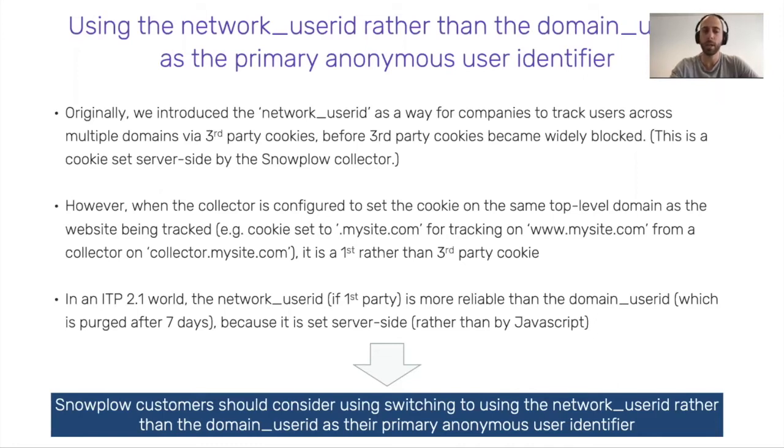So that cookie in an ITP 2.1 world is more reliable than the domain user ID cookie. And our recommendation to users is to use that as the primary anonymous user identifier rather than the domain user ID because of these changes that Apple have introduced with ITP 2.1.